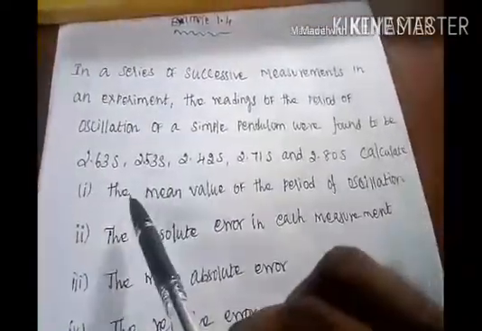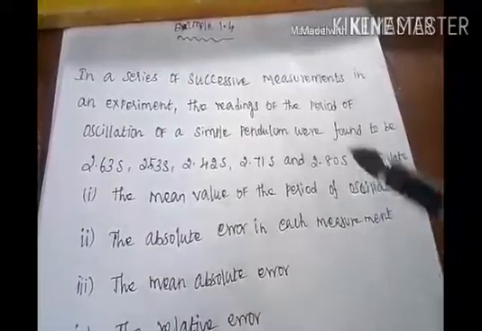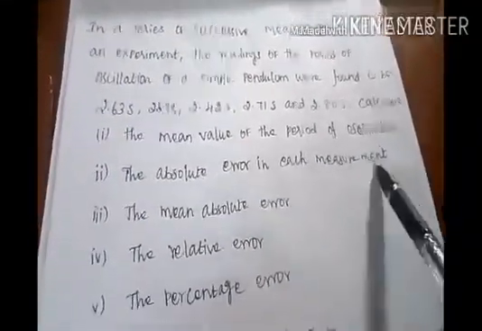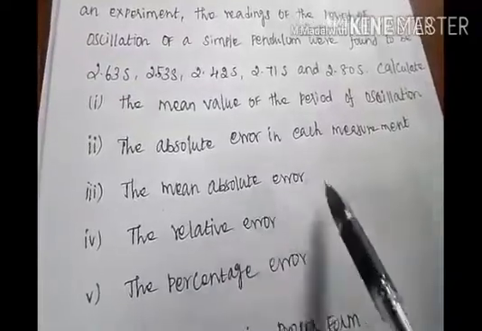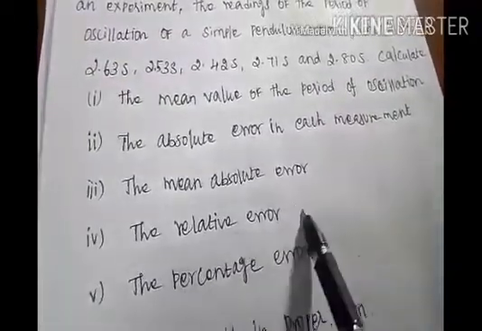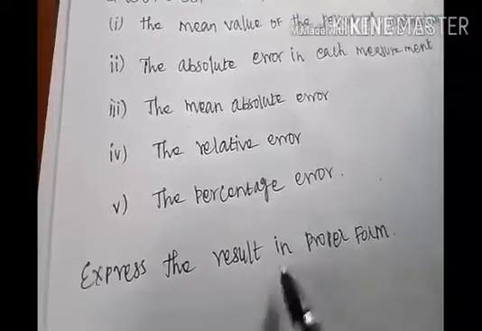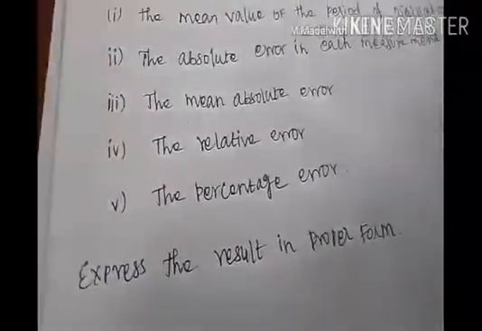Then calculate: the first one is the mean value of the period of oscillation, second one is the absolute error in each measurement, third one is the mean absolute error, fourth one is the relative error, fifth one is the percentage error, and finally express the result in the proper form.